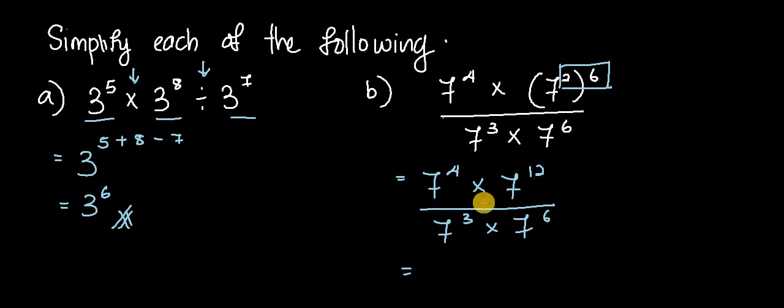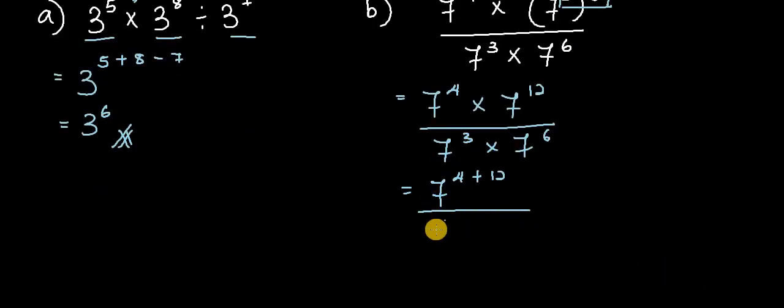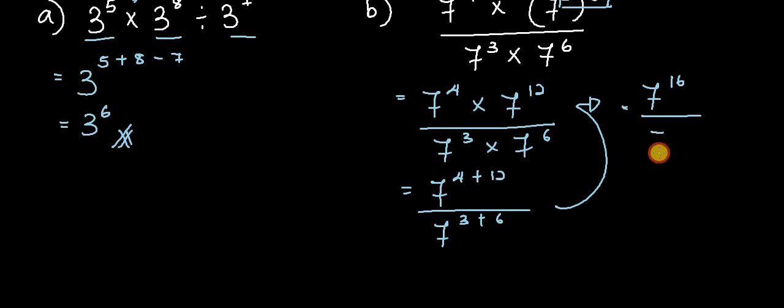Now once I'm done with this, I'm going to play with my laws of indices. I know when times, that means the power I'm going to plus. So 7 power 4 plus 12, alright, over the bottom here would be 7 power 3 plus 6. Alright, I'm just going to simplify as much as I can. So once I do this, I would get 7 power 4 plus 12, I get 16, over 7 power 3 plus 6, I get 9. Now you see I've already simplified the top and the bottom, the numerator and denominator, as a single number.